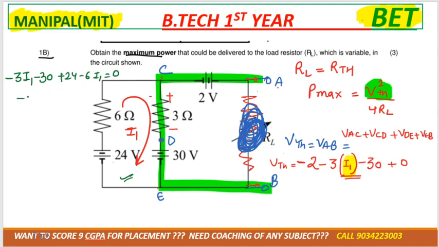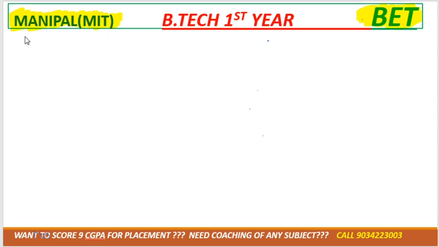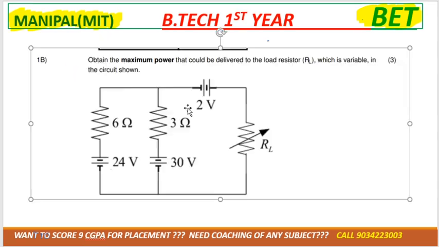So how much will this be? -9 I1 minus 6 is equal to 0, correct? So that would be -9 I1 is equal to plus 6, I1 would be equal to 6 by 9, minus only. So let's put the value of I1 over here: -2 -3 times -6 over 9 -30, correct? So after solving these values, we can get the value for Vth.